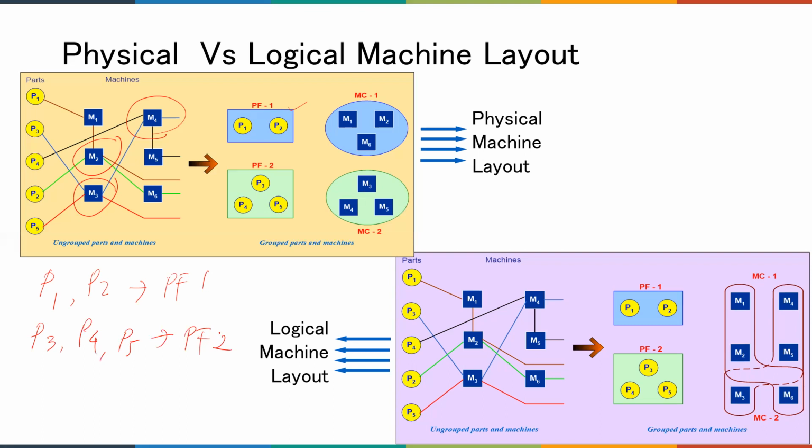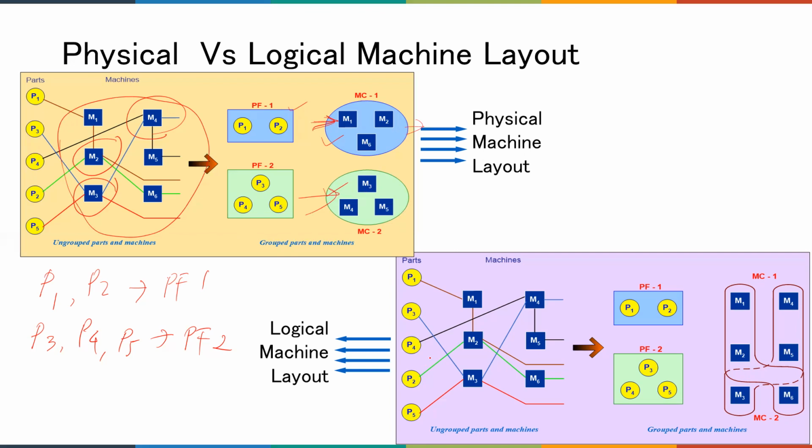So in the physical machine layout, they will change the layout into different machine cells like this. Part 1 and part 2 will just go to this cell, and they will have intra-cell movement without inter-cell movement, and then they will just go out after finishing, while part family 2 will go to machine cell number 2 like this, if we change the location of the machines.